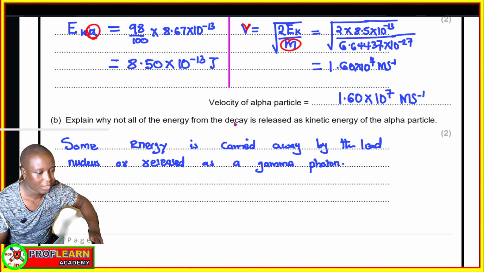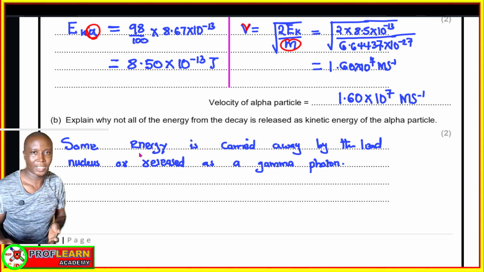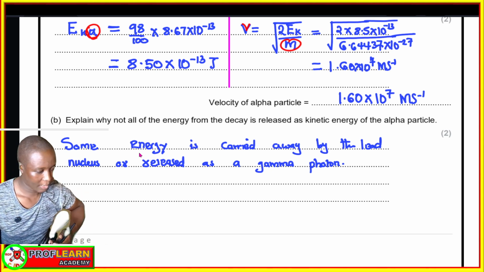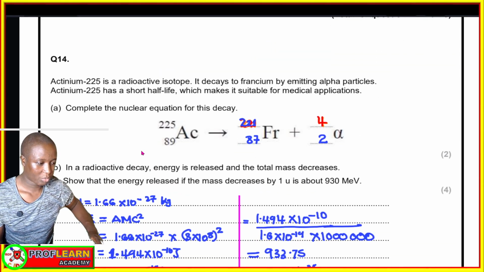Explain why not all energy from the decay is released as kinetic energy of alpha particles. Some energy is carried away by the lead nucleus, or some energy is released in the form of gamma photons. Basically, that's what we're supposed to do.